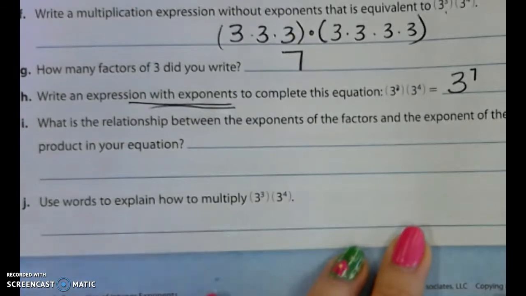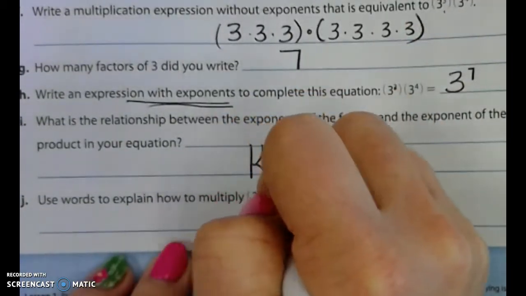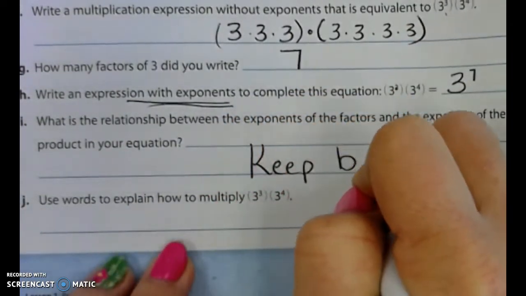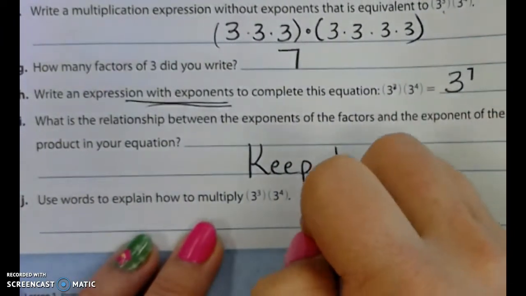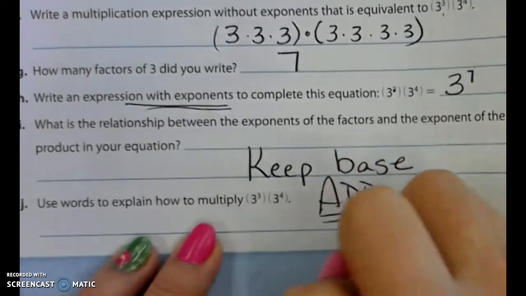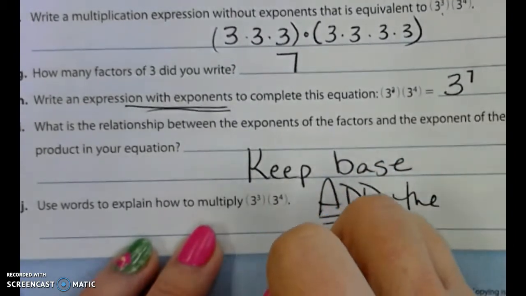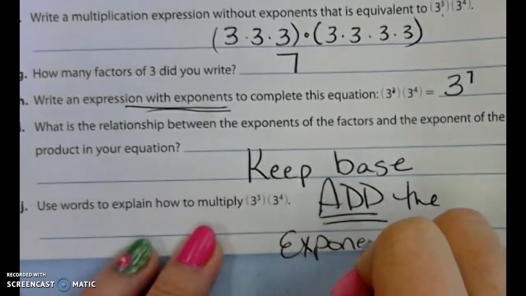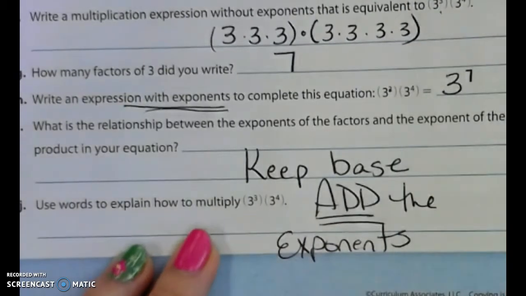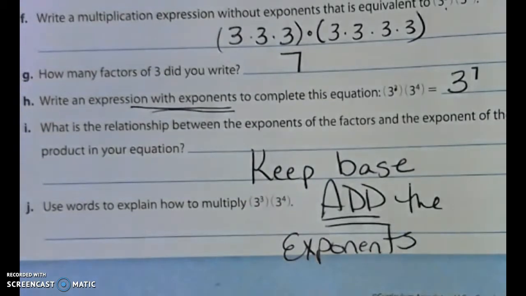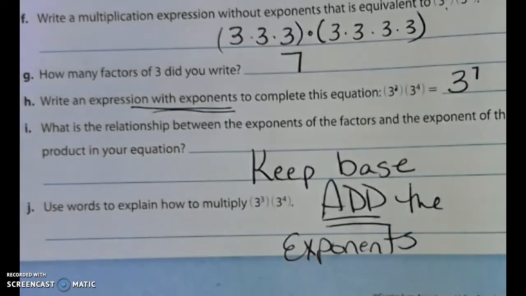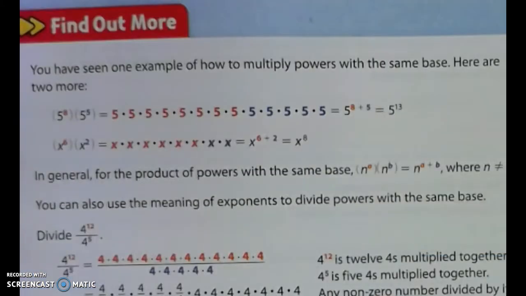The rule here is keep the base the same. Keep the base. And do what with the exponents? Add the exponents. So we would keep the 3 and we would add the 3 plus 4. You have seen one example of how to multiply powers with the same base.